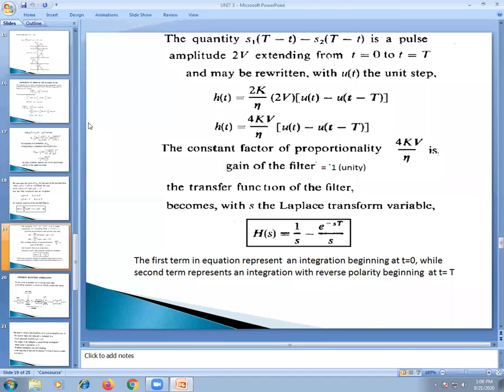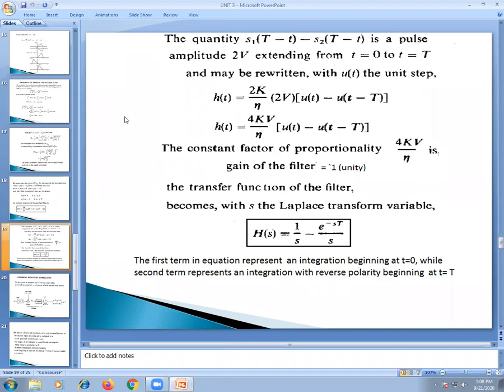Here it is. The quantity S1(T − t) minus S2(T − t), where the quantity in that integral is a pulse. Is it not? Is it a pulse having the magnitude 2v? How is it 2v? v minus (minus v), no? v minus (minus v) means v plus v, that is 2v. The magnitude is 2v extended from 0 to T.